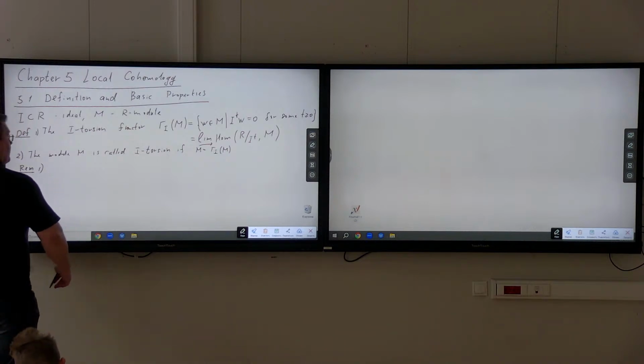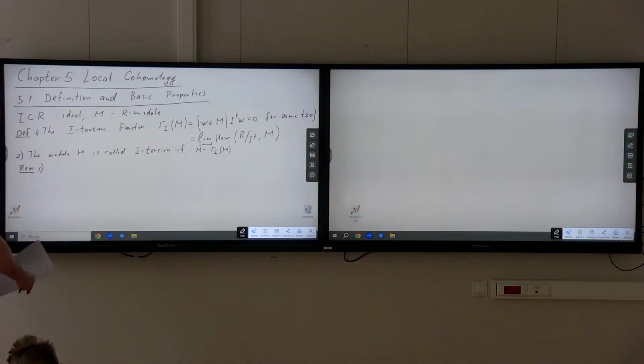Do you suppose a Noetherian ring? Well, you can give this definition and prove some elementary properties in this general setting, for any ring, any ideal, any module. But of course, later we'll take more and more restrictive assumptions. It will be a finitely generated module. This will be a Noetherian ring.